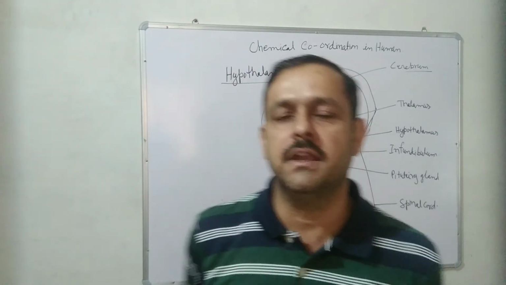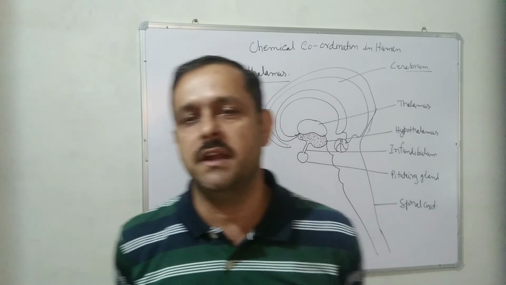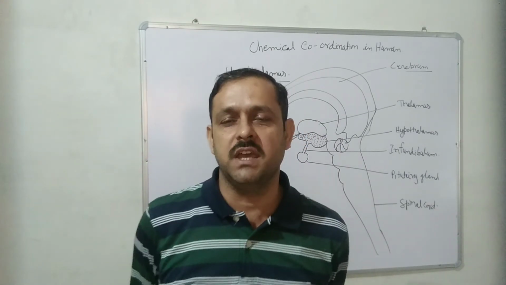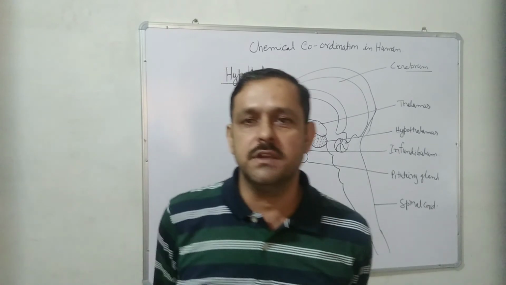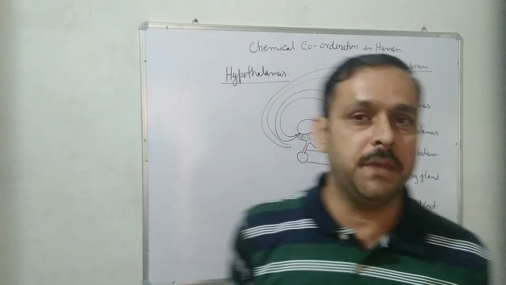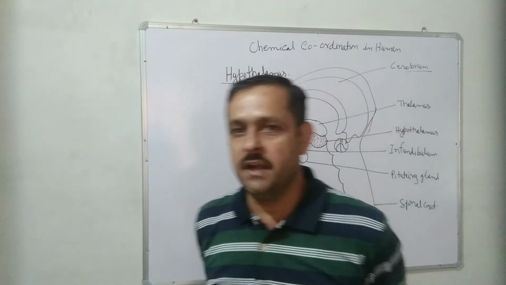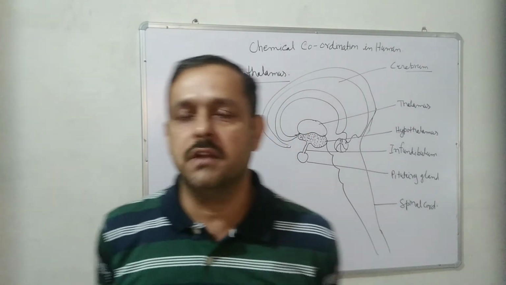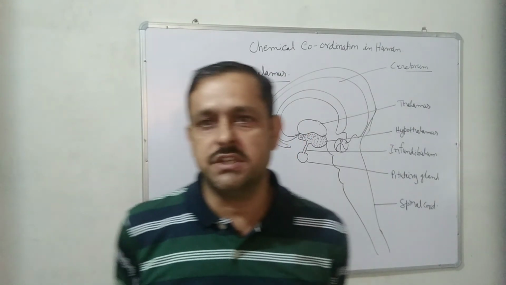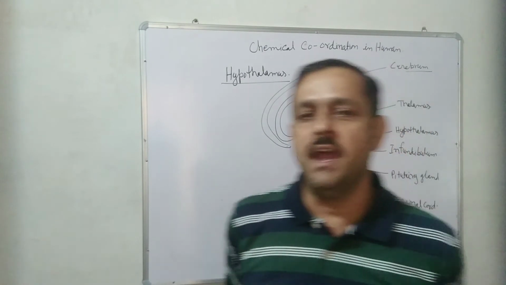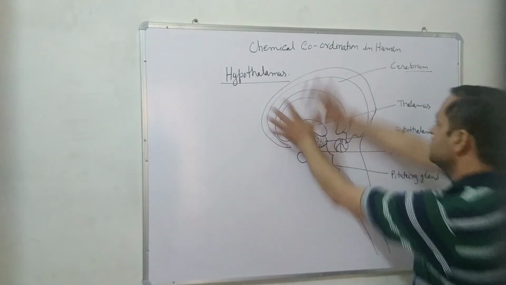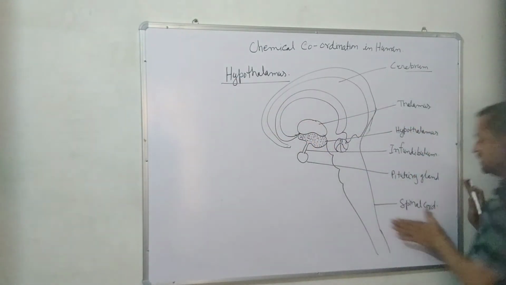In the nervous system we can study. The nervous system is divided into three parts: CNS, PNS and ANS. CNS means central nervous system, PNS means peripheral nervous system, and ANS means autonomous nervous system. The central nervous system, CNS, is divided into two parts, which are the brain and spinal cord. So this is the brain of a human being and this is the spinal cord.